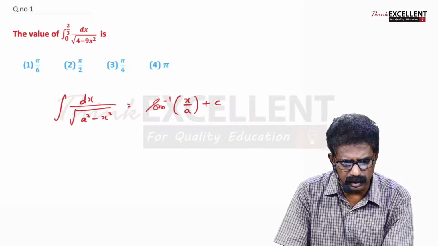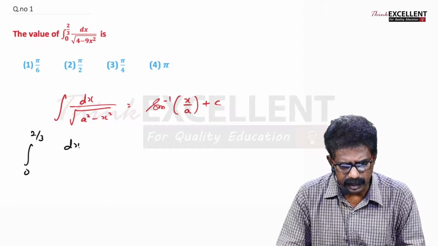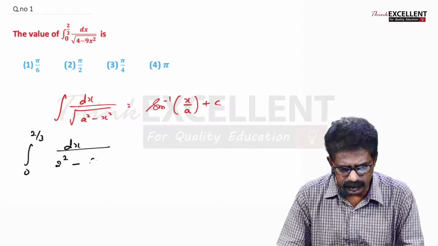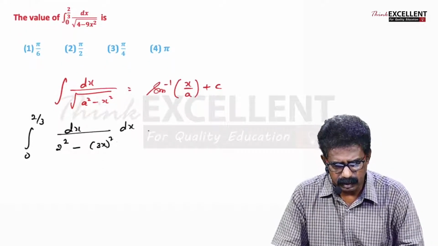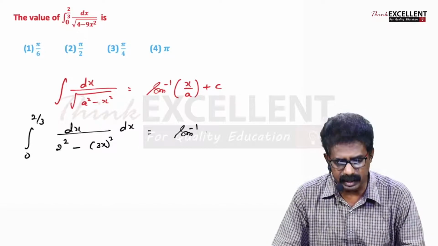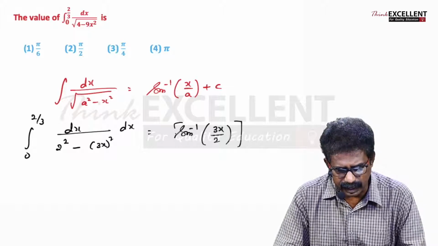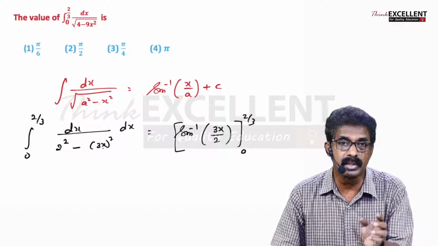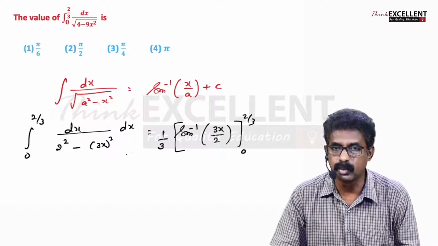But now in this question, integral 0 to 2/3 dx by root of 4, that is 2 square, minus 9x square, you can write it as 3x the whole square, dx. So now this is of that type. So what's your answer? Sin inverse x by a, instead of x we have 3x, so 3x by a value 2, apply the limit. Instead of x we have 3x, so its derivative you write in the denominator. 3x derivative 3. Don't forget to write that 1 by 3.